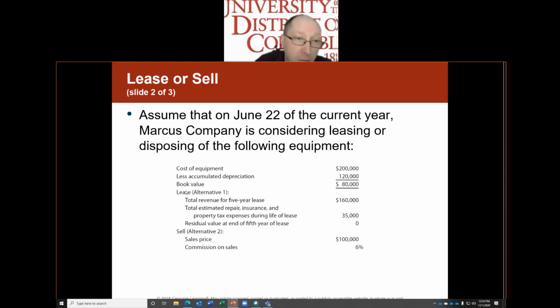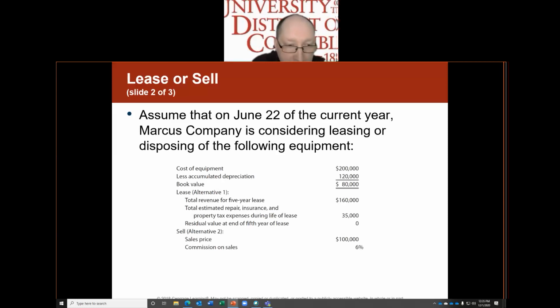So here's an example. Let's assume that our company is considering leasing or disposing of a piece of equipment. The cost of the equipment is $200,000. The accumulated depreciation is $120,000, giving it a current book value of $80,000. Again, cost of the equipment minus depreciation equals book value. You guys learned that from earlier chapters, right?